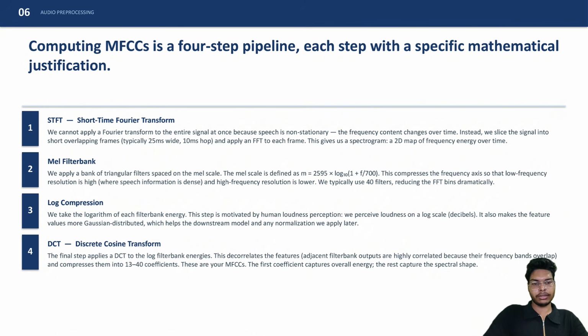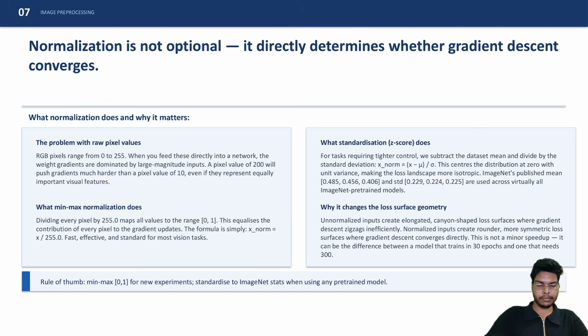Mel filter bank: 40 triangular filters on the mel scale compress the frequency axis, high resolution at low frequency and lower at higher ones. Log compression: we take the log of the filter bank energies because loudness perception is logarithmic, and it makes features more Gaussian. DCT decorrelates the features and compresses to 13 to 40 coefficients. Those are our MFCCs. Every step has a precise reason and logic behind applying it.